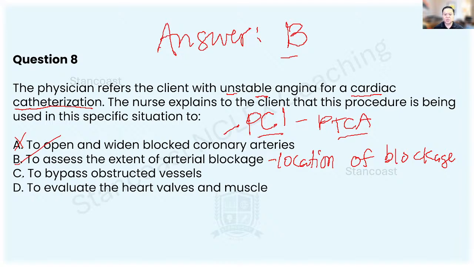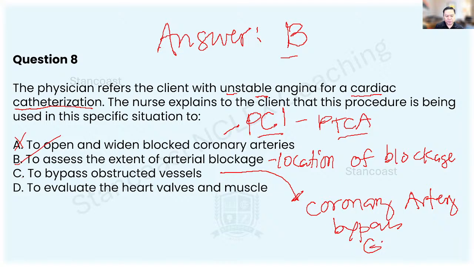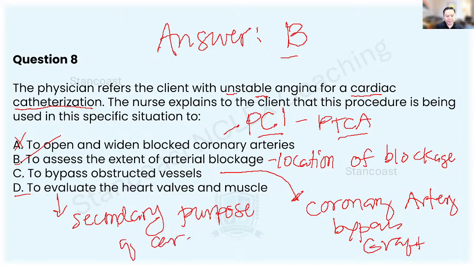What about C? To bypass obstructed vessels. This is only accomplished by the coronary artery bypass graft, CABG. All right, what about letter D? To evaluate the heart valves and muscle. What is that? This is also possible in the cardiac catheterization. This is correct, but only a secondary purpose of cardiac catheterization. So the primary reason why cardiac cath is done is to assess the extent of the arterial blockage.